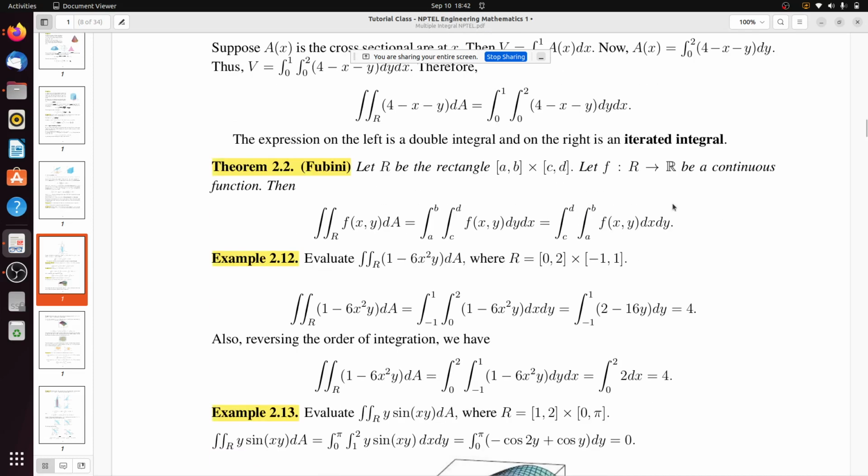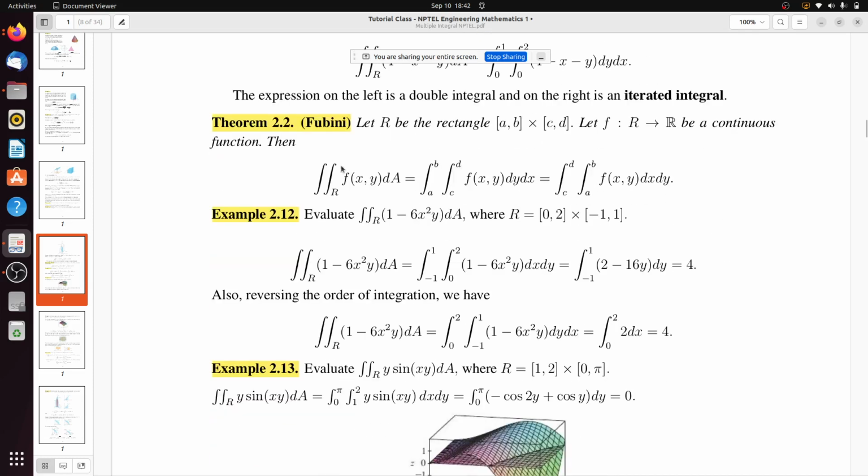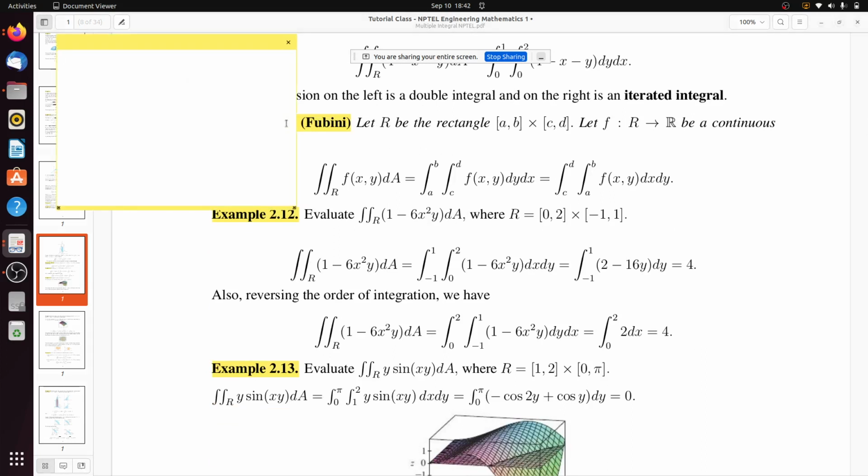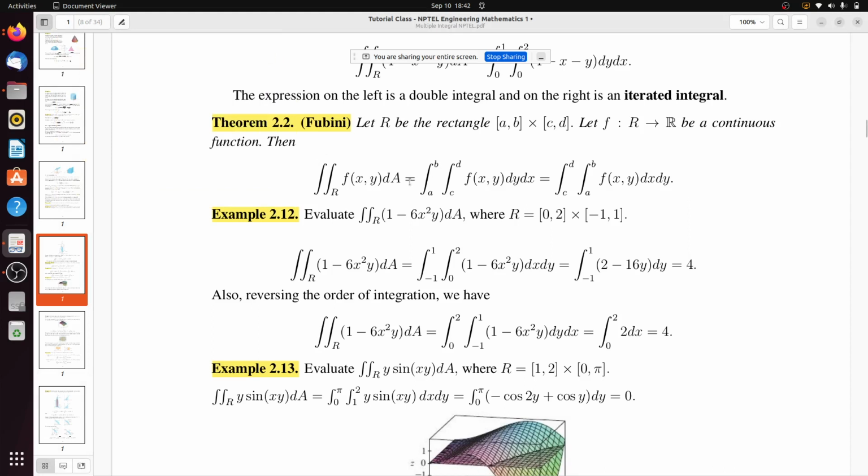Now see, first there is one important theorem. The proof is not important for you guys. It is just called Fubini's theorem.